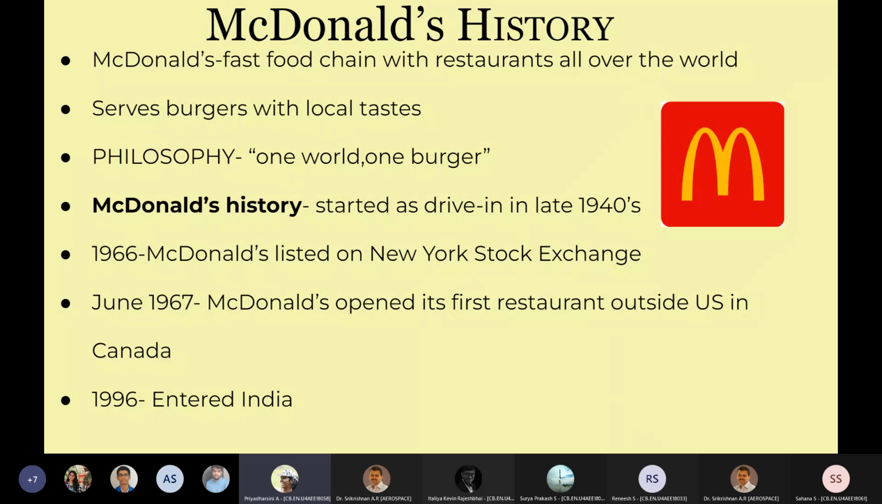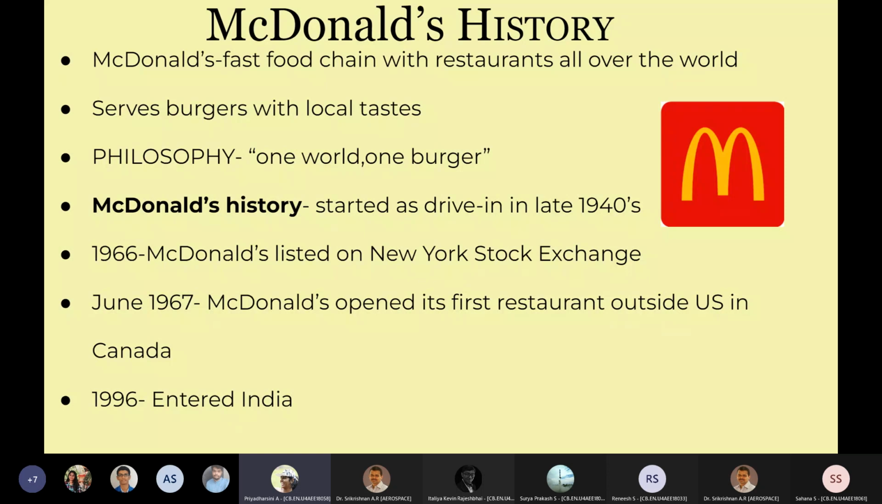So we look into McDonald's history. It started as a drive-in restaurant in the late 1940s. In 1966, McDonald's was listed on the New York Stock Exchange. To be precise, the first restaurant started on April 15, 1955 in the USA. Almost 50 years down the line, it is the largest food service system with more than 30,000 restaurants in more than 100 countries, serving 46 million customers every day. Then in June 1967, McDonald's opened its first restaurant outside USA and Canada.